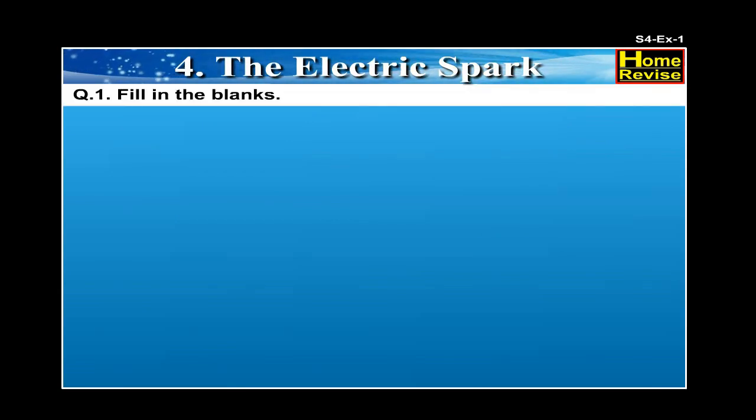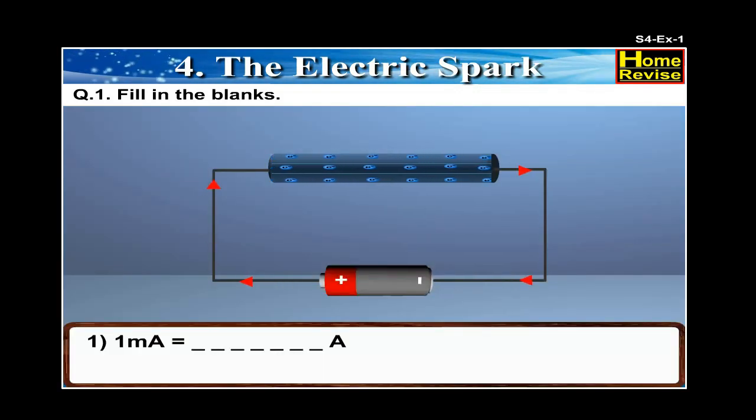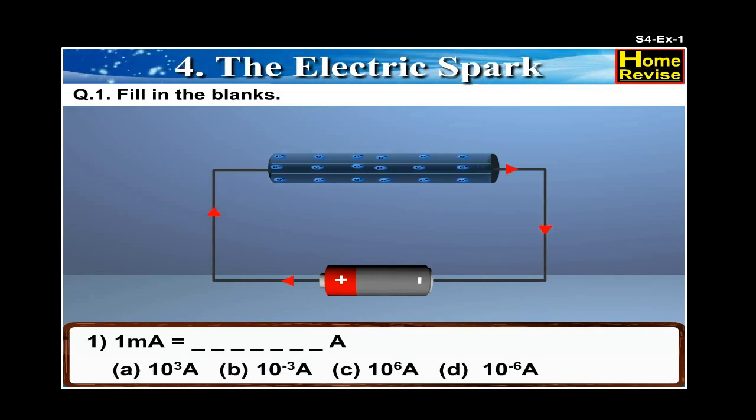Exercises. Question 1. Fill in the blanks. 1. 1 milliamperes is equal to dash A. Your options are A. 10 raised to 3 amperes, B. 10 raised to minus 3 amperes, C. 10 raised to 6 amperes, or D. 10 raised to minus 6 amperes. The answer is 1 milliamperes is equal to 10 raised to minus 3 amperes.